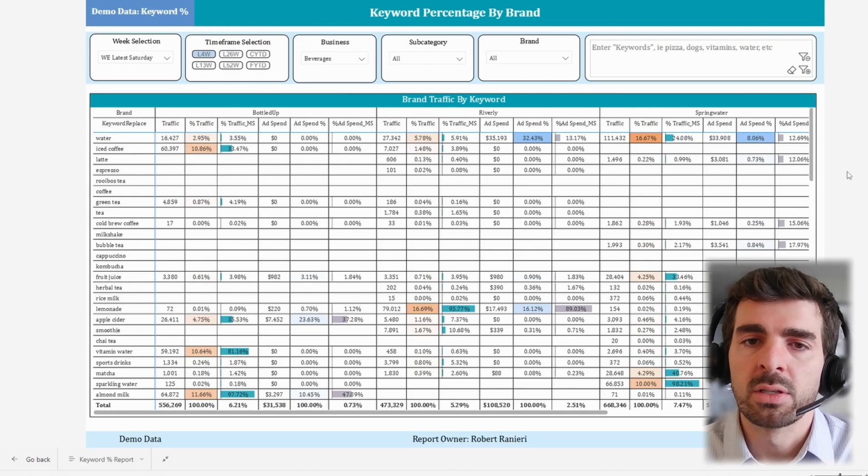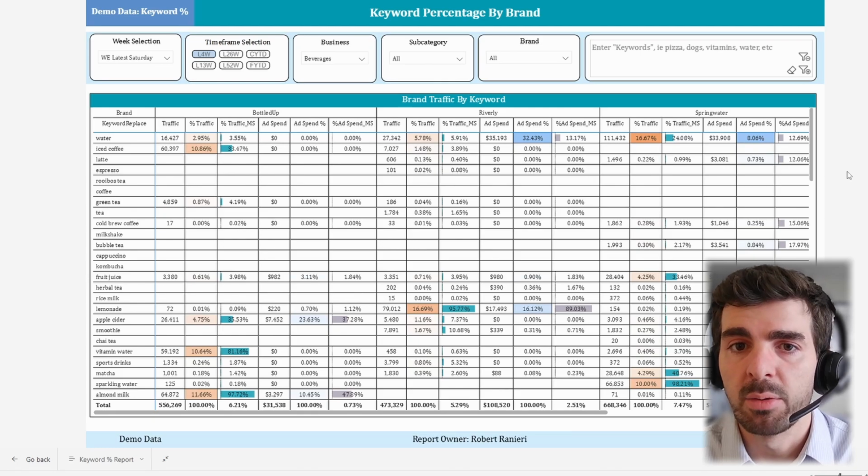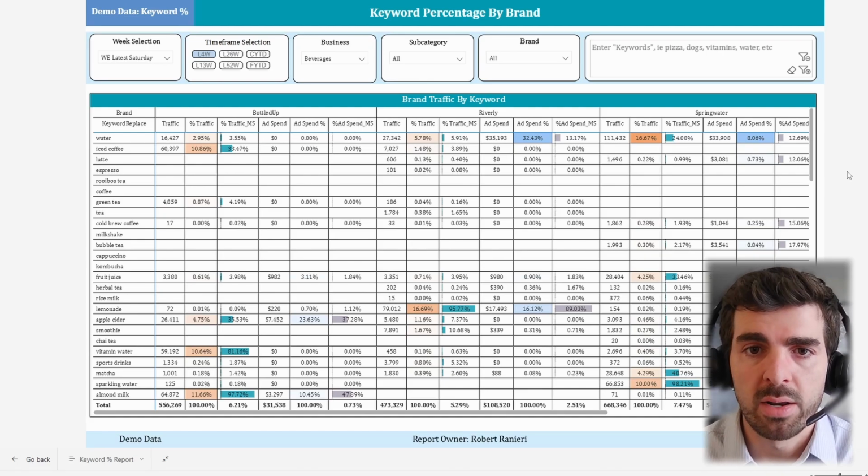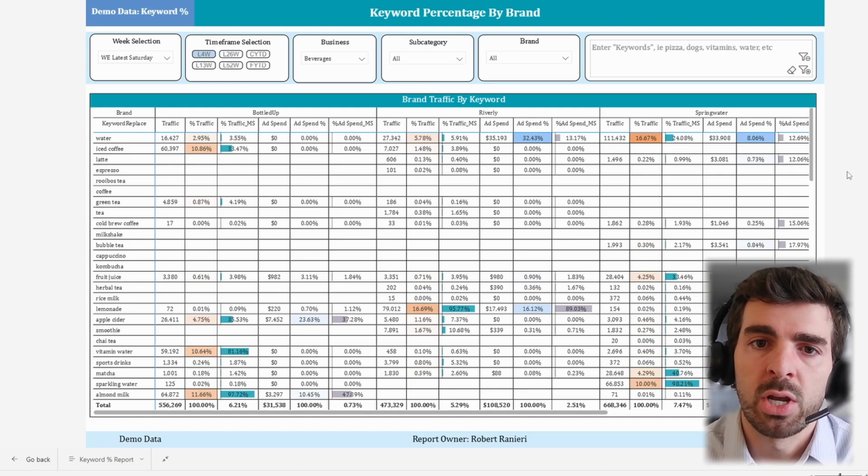There are two main metrics in this report, traffic and ad spend. Think of traffic as a click of an item online. Think of ad spend as the estimated amount of money that brand has spent in order to get their products to place higher on a website's search algorithm.